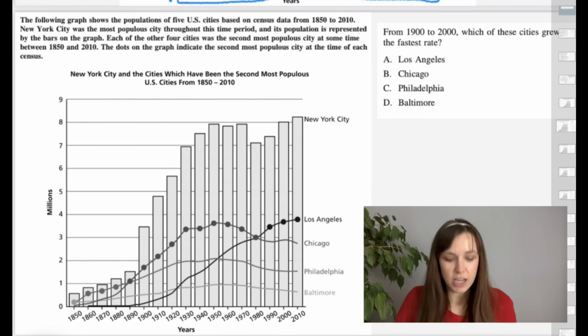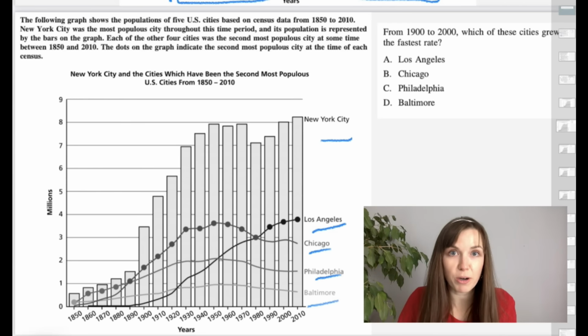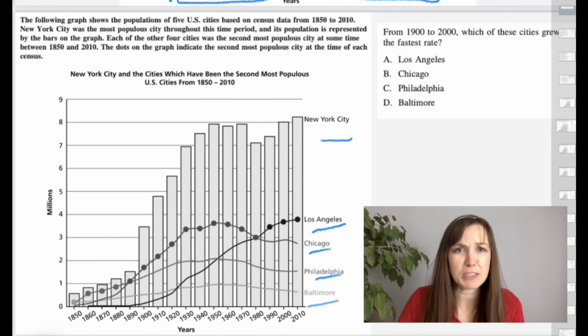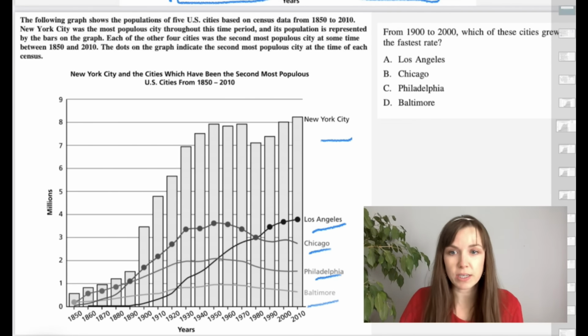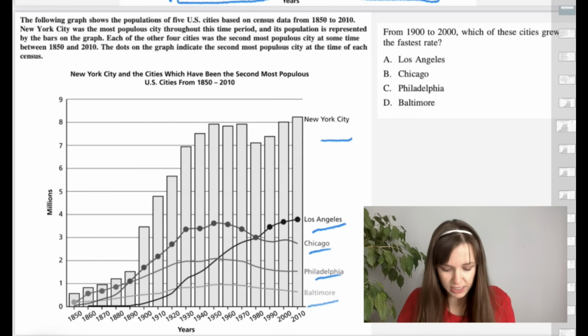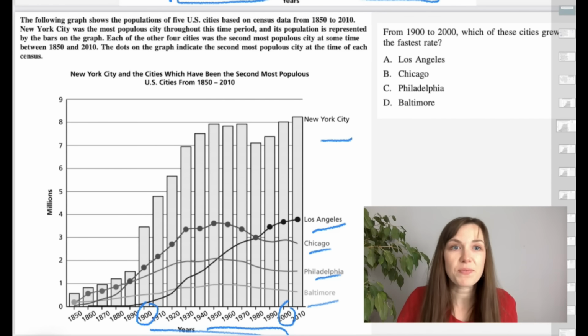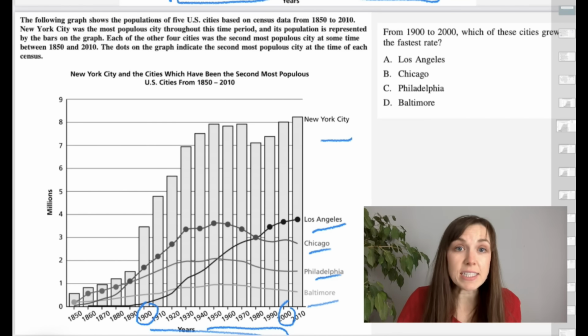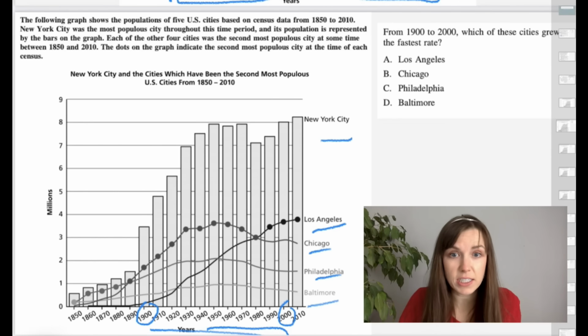We've got New York, Los Angeles, Chicago, Philadelphia, and Baltimore. So those were the 5 biggest cities at some point in the last 150 years. Okay, so from 1900 to 2000, so let's look. Here we've got 1900 to 2000, so we're looking at this time frame right here. Which of these cities grew at the fastest rate?